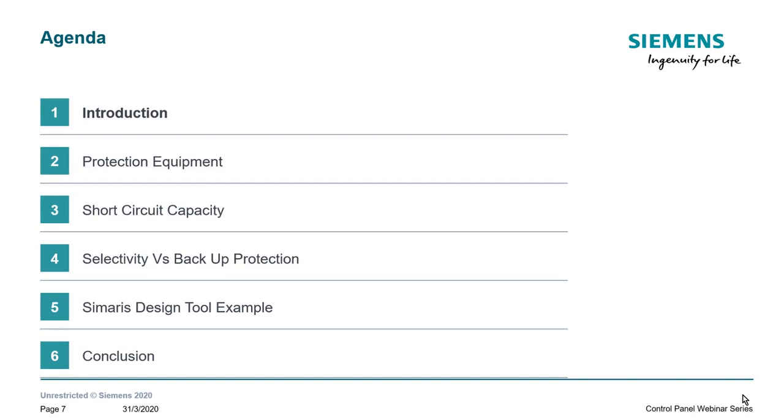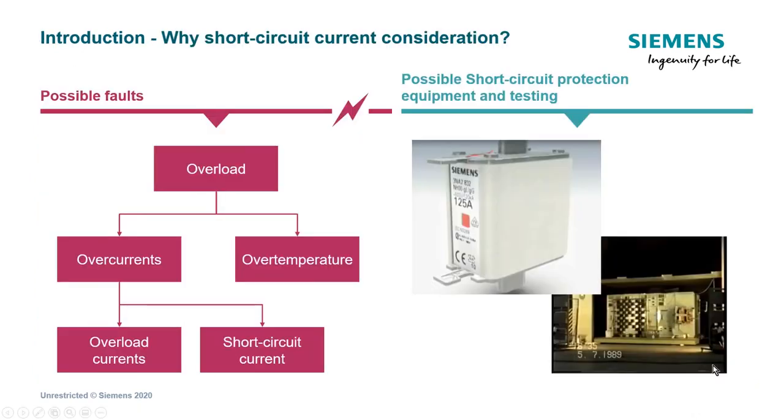Well, the agenda for today will have a small introduction just to get the basics of the knowledge aligned for all of us. We'll talk about the protection equipment, especially for short circuit, and of course a little bit about short circuit capacity. We will also talk about selectivity versus backup protection and how the short circuit calculation influences all of this. And we will do an example in our CMATI design tool to talk about short circuit and how it actually influences your design.